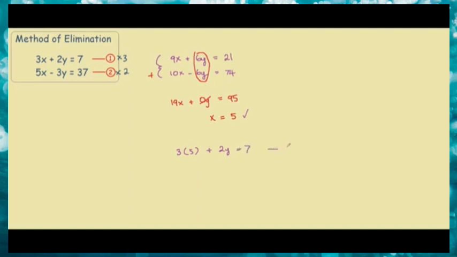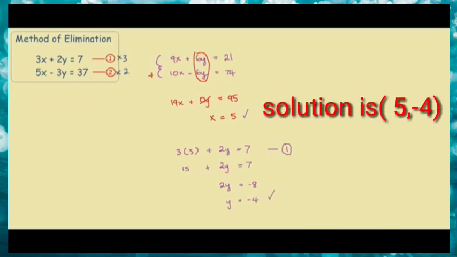So 3 into 5 is 15, plus 2y equal to 7. So 2y equal to 7 minus 15, that is minus 8. Therefore y equal to minus 8 by 2, that is minus 4. The solution is 5 comma minus 4. Understood? All of you copy this question also.